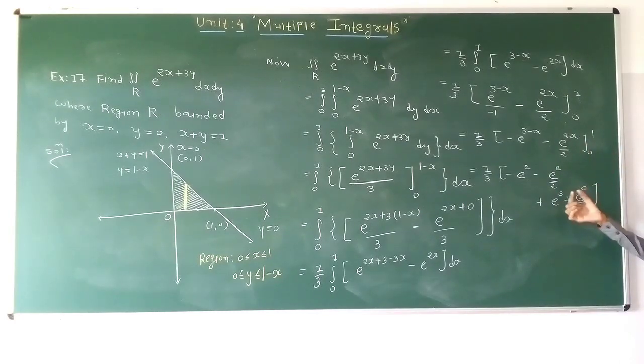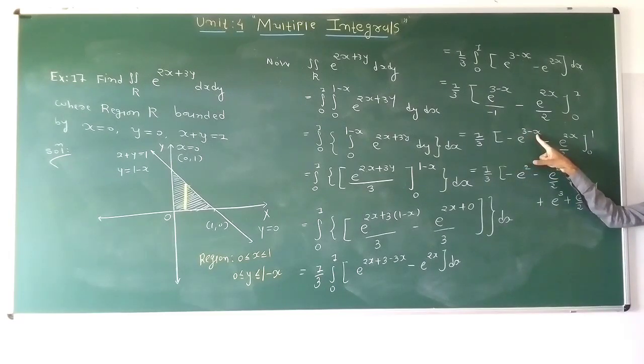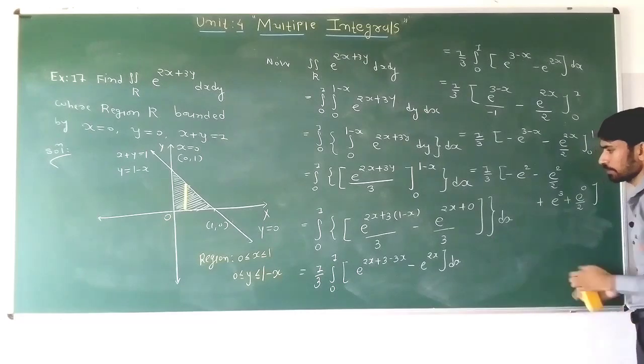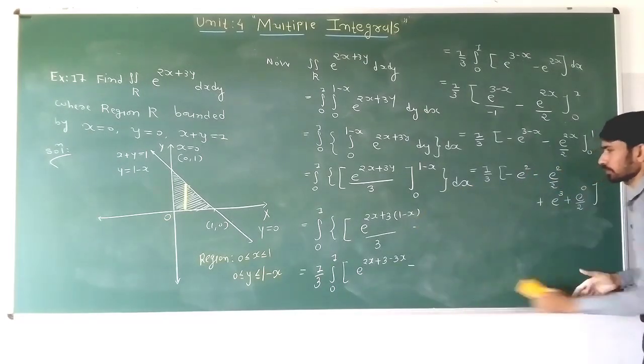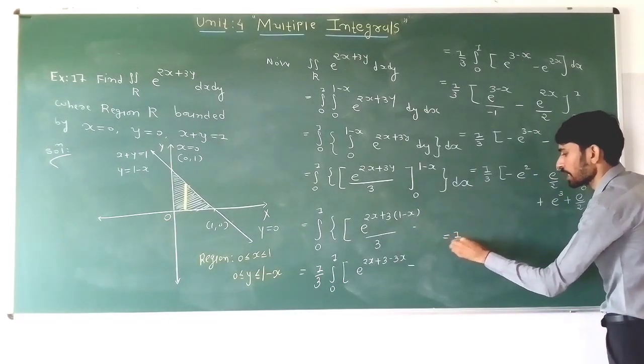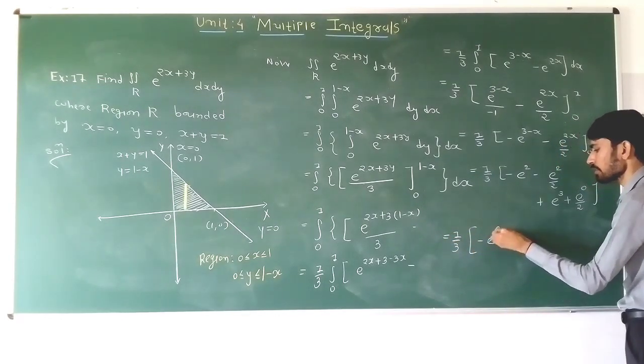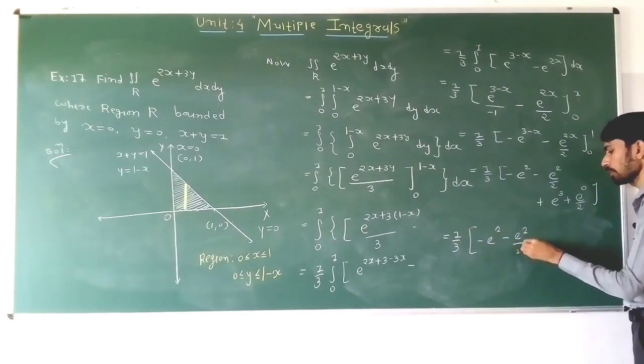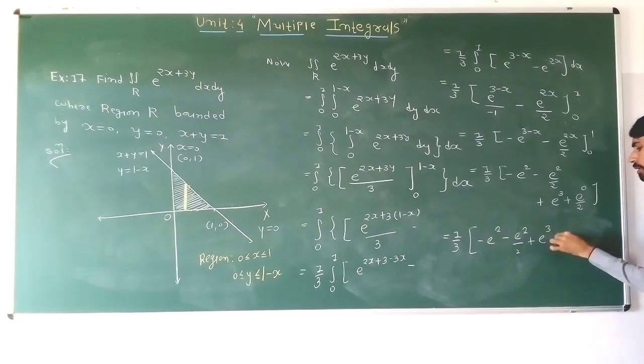Now friends, in the middle of the formula there will be a minus, but both our terms are minus, so both become plus. Now replace the 0 in place of x. So plus e raised to 3 minus 0, that means e raised to 3, plus e raised to 2 into 0, so e raised to 0 upon 2. As we know e raised to 0 is 1. So now we write our next step: 1 upon 3 as it is, minus e square by 2 plus e cube as it is. Now see, e raised to 0 is 1, so 1 by 2.